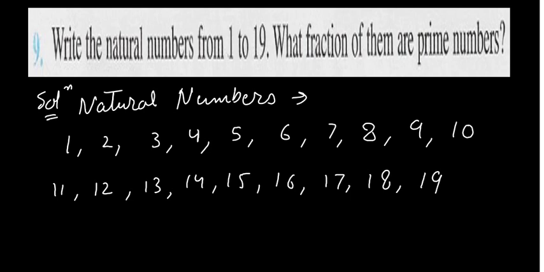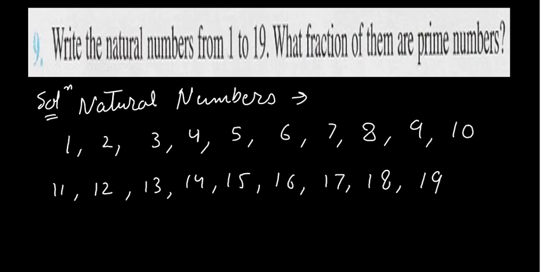In order to determine the fraction of prime numbers, first of all we have to identify the prime numbers. Now remember, we discussed this in the first chapter also. Prime numbers are those which are only divisible by 1 and itself, or we can say the numbers which come in the table of 1 and itself only. They do not come in the table of any other numbers.